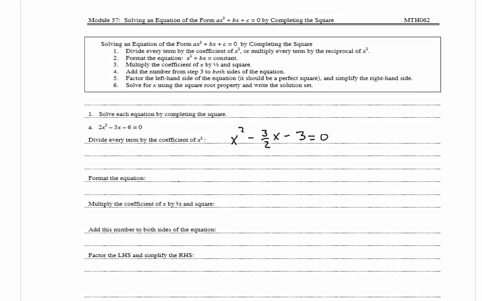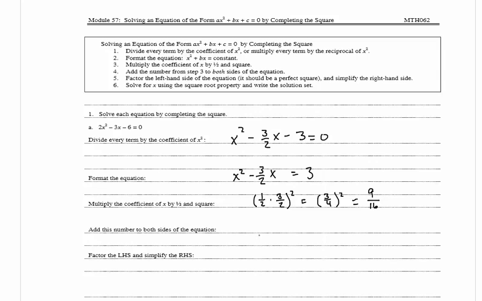Now they want us to format the equation, so we're going to put our constant on the other side of the equation. So we have x squared minus 3 halves x is equal to 3. Now we want to multiply the coefficient of x by 1/2 and square it. So 1/2 times 3 halves is 3/4, and we're going to square it, and 3/4 squared is equal to 9 over 16.